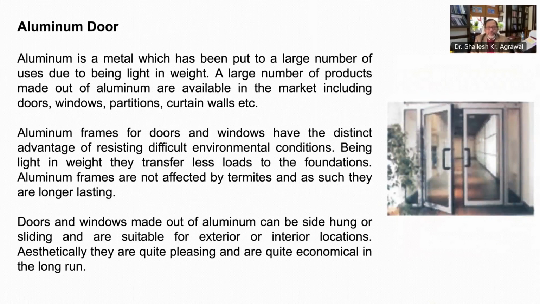Aluminum frames for doors and windows have the distinct advantage of resisting difficult environmental conditions. Being light in weight, they can transfer less loads to the foundations. Aluminum frames are also not affected by termites and as such they are long lasting. Doors and windows made out of aluminum can be side hung or sliding and are suitable for exterior and interior locations. Aesthetically, they are quite pleasing and quite economical in long run.